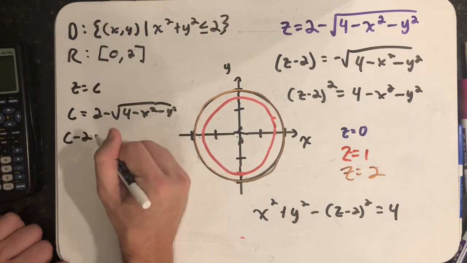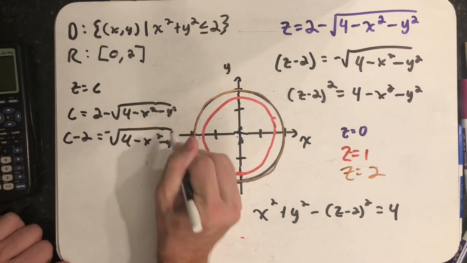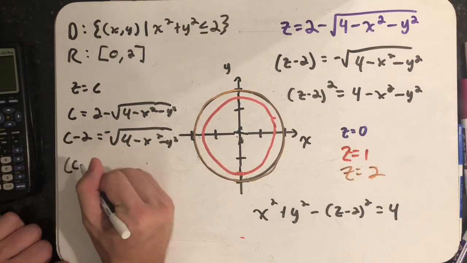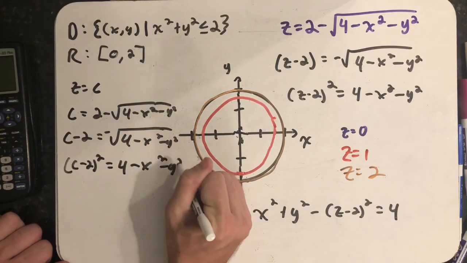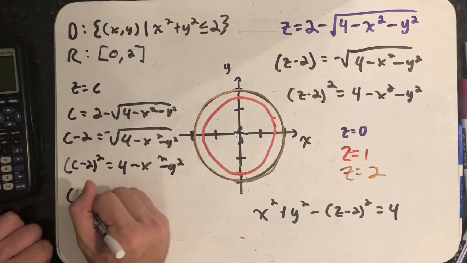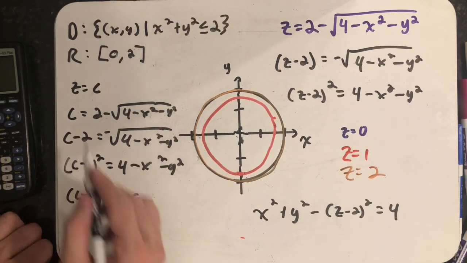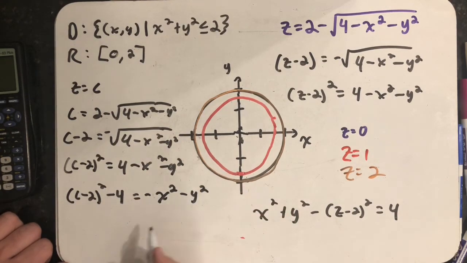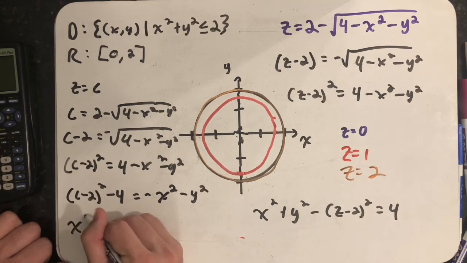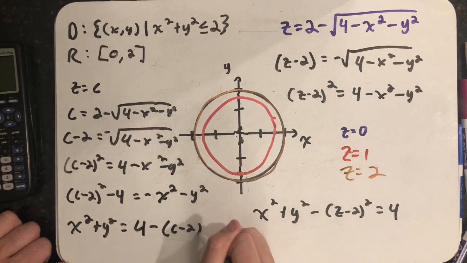Take 2 away from both sides. Square both sides. Take 4 away from both sides again. I don't know why I said again. We took 2 away from both sides, but we're just going to keep going with it using that same methodology. And this is kind of a messy thing, but I can imagine multiplying both sides by a minus 1. I get x squared plus y squared equals 4 minus a number.